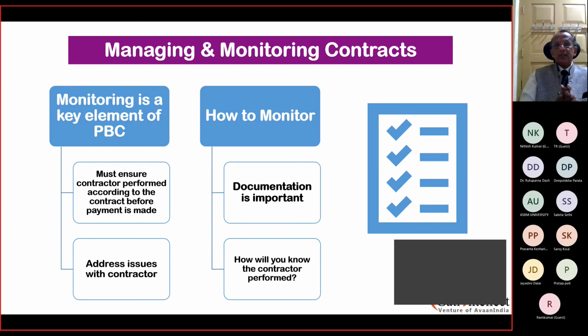Likewise, how will you know the contractor performed? This also has to be put, everything has to be in writing. There has to be a yardstick. In project management, there are so many methods, the critical path method, all kinds of methods, wherein you can monitor the contracts in a proper manner.